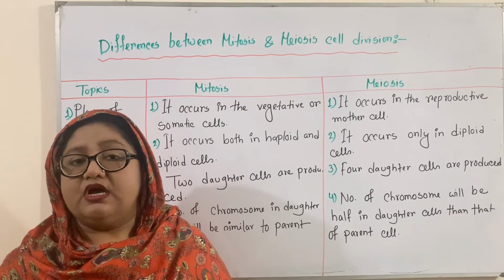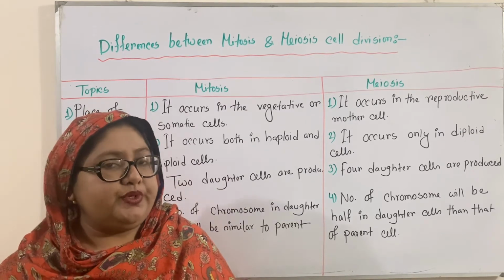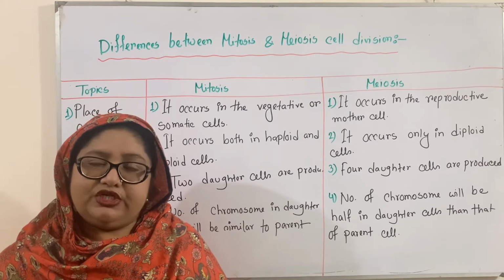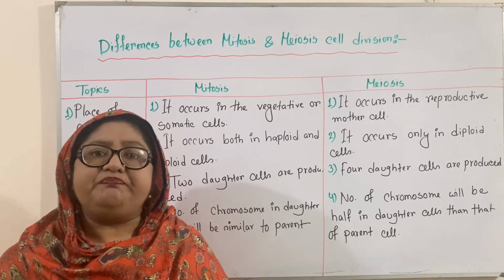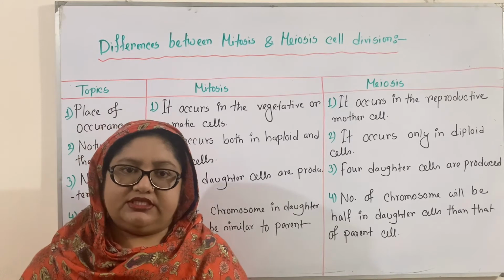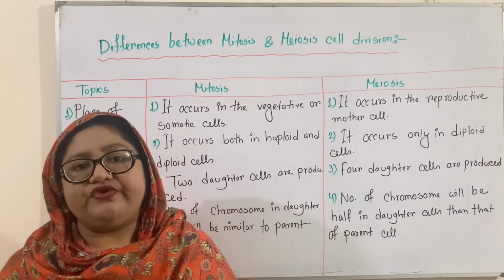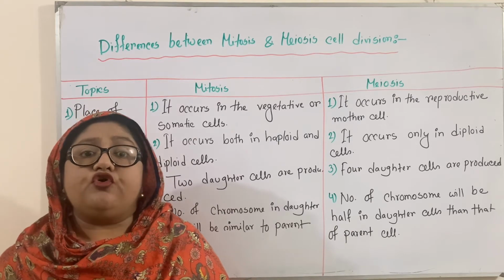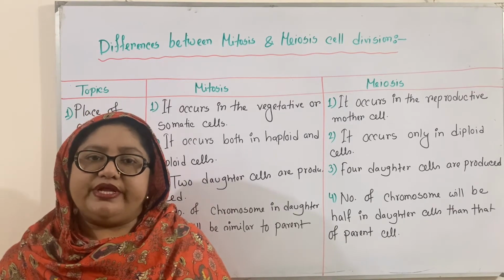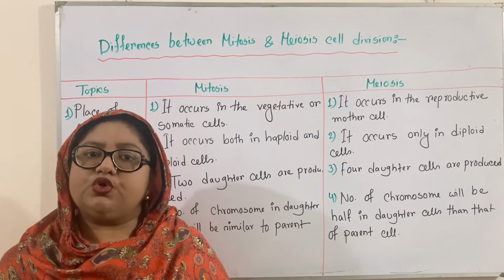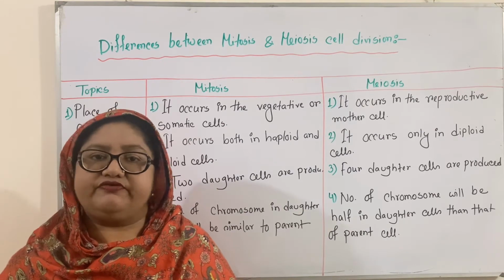On the other hand, the process of cell division in which the nucleus divides twice but the chromosome divides only once, for which the number of chromosomes becomes half in the daughter cells, where 4 daughter cells are produced, is known as meiosis cell division. It is also known as reductional cell division.